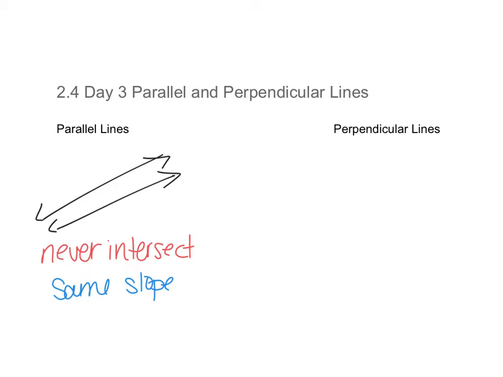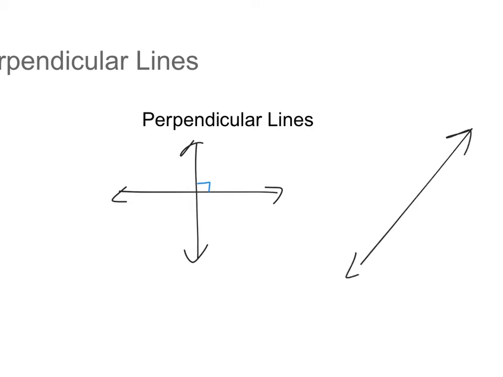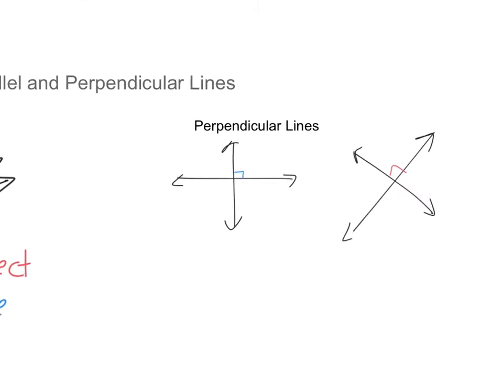Perpendicular lines, if you don't remember what the word perpendicular means from geometry, that means they cross at a 90-degree angle. It could look like this, or I can draw a diagonal one. They always give you that little box to tell you that they are perpendicular. So these intersect at a 90-degree angle, always.